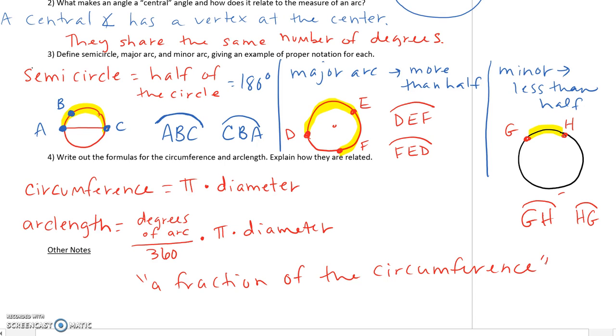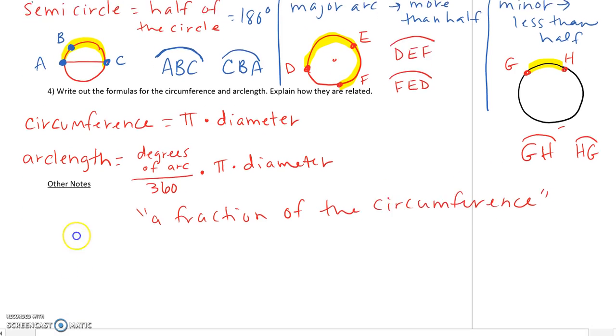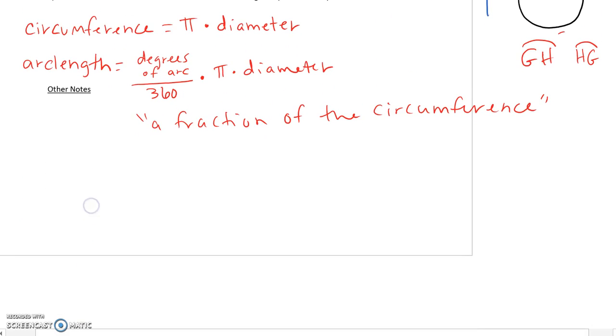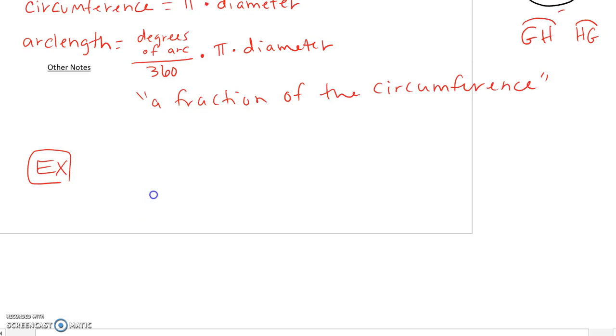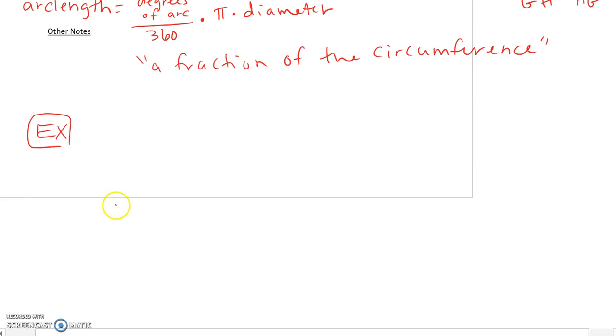As far as examples go on this particular section, they're going to have you do 2 things. They're going to have you identify a bunch of things of the circle, and then they're going to have you find circumferences and arc lengths. So my first example is going to do kind of an identification. I'm going to draw a circle, and I'm going to ask you a bunch of things about it.